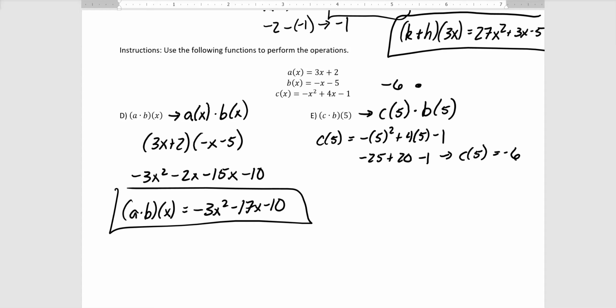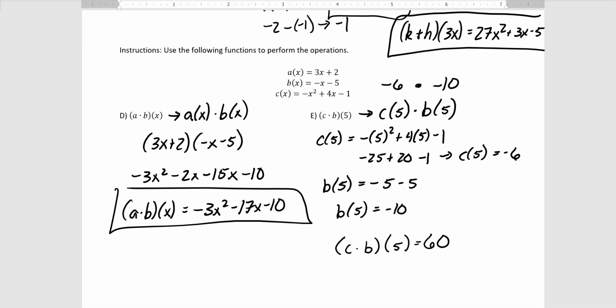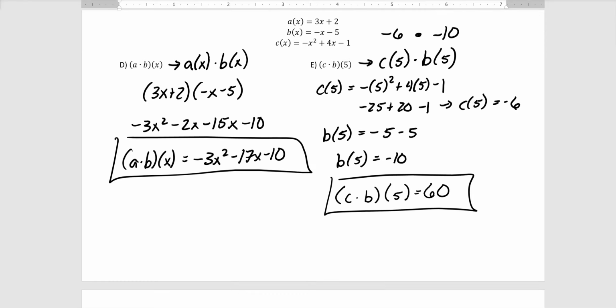I wonder what we'll be multiplying by. Let's find b of 5. b of 5 equals negative 5 minus 5. Oh, that's easy. So b of 5 will equal negative 10. So we'll have negative 6 times negative 10. Negative 6 times negative 10 is 60. So that tells me that c times b of 5 equals positive 60. And there we go. Awesome.